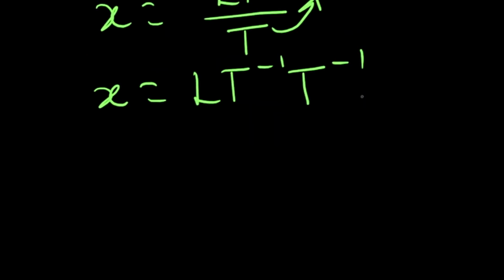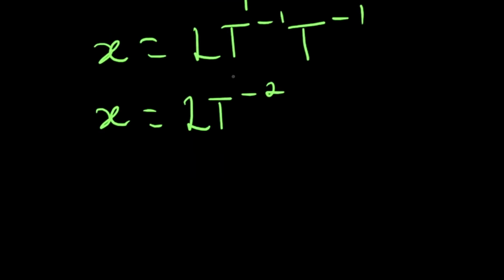Therefore, we can also apply the same multiplication law of exponents that says if you have like bases that are multiplying, you simply add their powers. Hence, we have LT^-1 plus -1 gives you -2. So this is the dimension for x. Now, let's solve for the last one, which is the dimension for y.